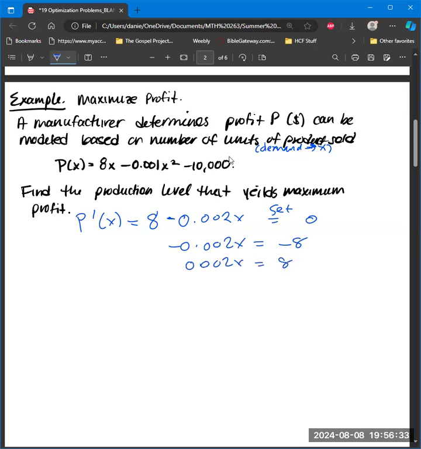0.002x is equal to 8. 2x is equal to 8,000. X is equal to 4,000. So let's go ahead and make a sign chart here. 4,000.